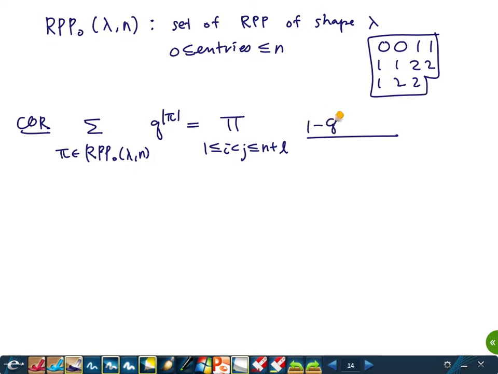We just use the previous theorem, then we get this. All right? So we have a generating function for RPP as a product. Now we can prove MacMahon's box theorem again using this. Another proof of MacMahon's box theorem.